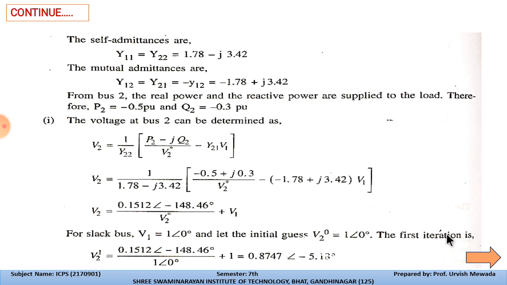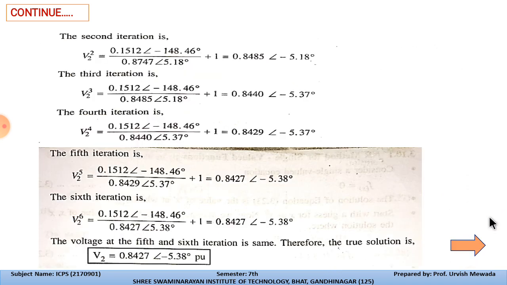So the first iteration V2 dash is equal to this value that we get: 0.152 at angle 148.48 divided by 1 at angle 0. So the answer will be, with V1 as plus 1, 0.8747 at angle minus 5.18. So this is the first answer. After that, perform the consecutive iterations. Over here you can see that V2 raised to 5 is 0.8427 at angle minus 5.38.